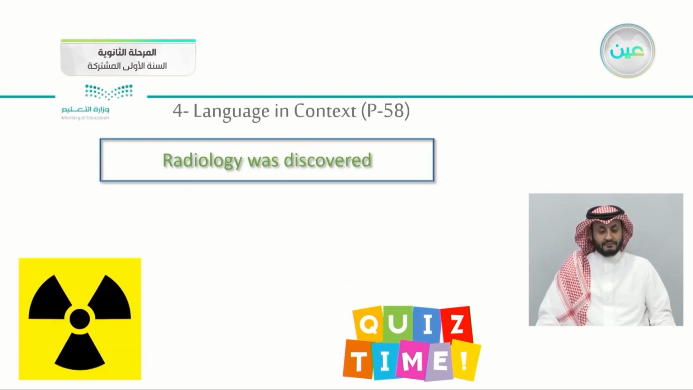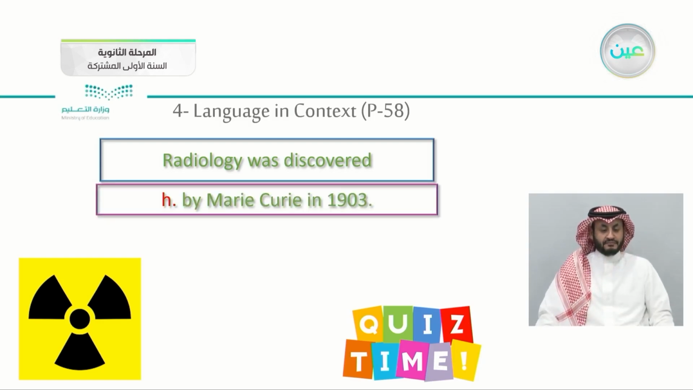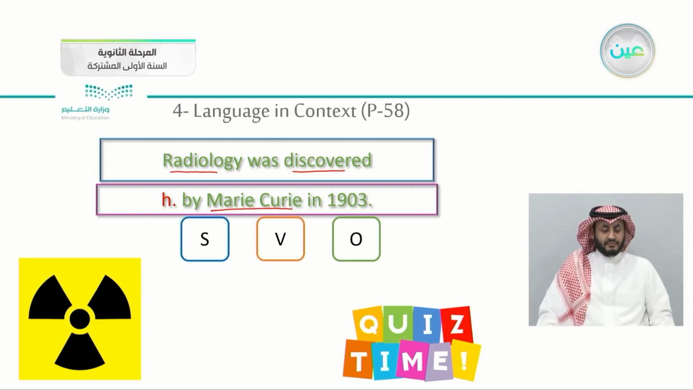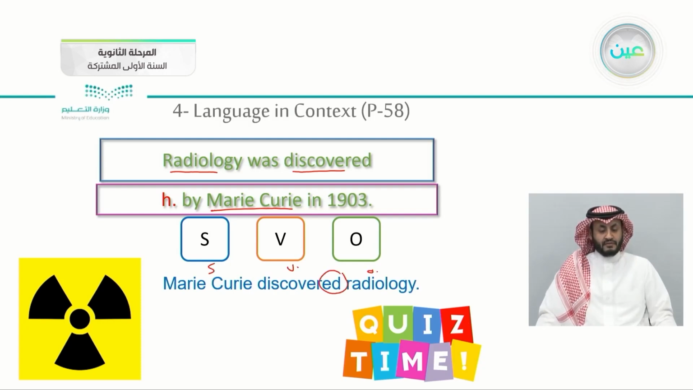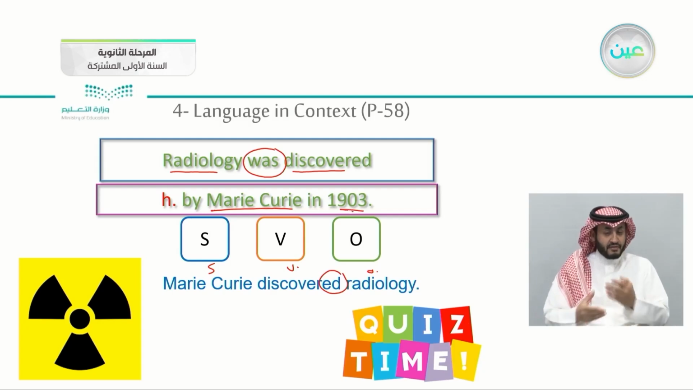One more. Radiology was discovered. Who discovered radiology? She was by Marie Curie in 1903. What did she do? She discovered what? Radiology. And who is she? She's Marie Curie. In an active voice, if we care much more about the subject, we will say Marie Curie discovered radiology. She did the action. And notice the "ed" because it is in the past, 1903.